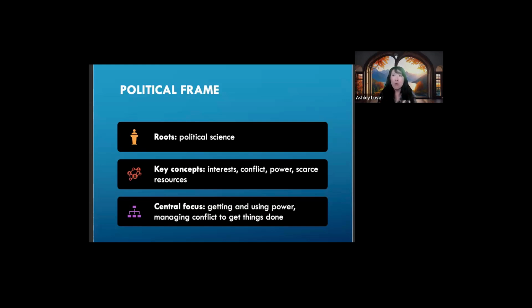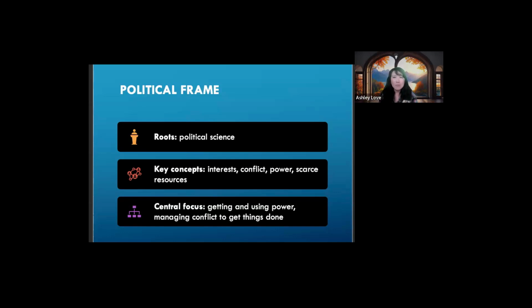So the central focus here is trying to manage conflict to get things done, meaning it's going to be very important to understand the political structure, but also the human nature aspect of it. Therefore, it gets really, really complicated.